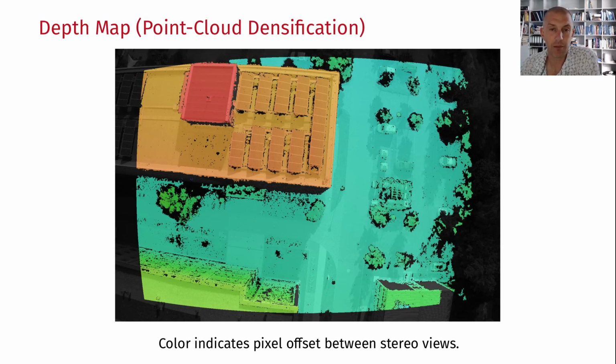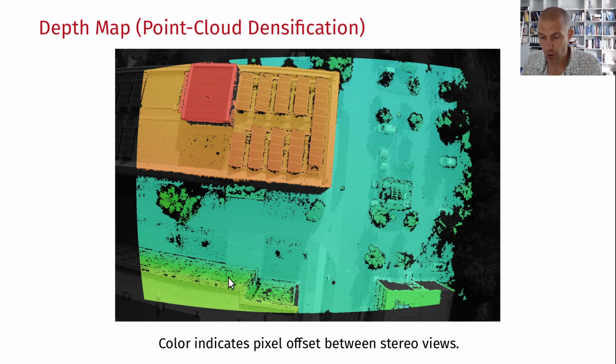After the camera calibration and the bundle adjustment, you can generate your depth map or disparity map, and that is also the point cloud densification. So this is a typical disparity image where you see the offset between two images. The color indicates the offset between two images: how many pixels you need to move one image to match it. So the ground has a fairly continuous color because you don't have to move the two images against each other. This is a top-down view.